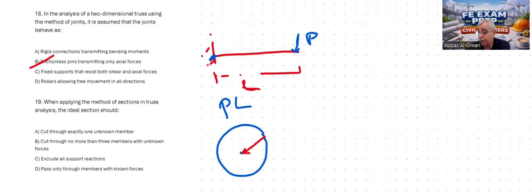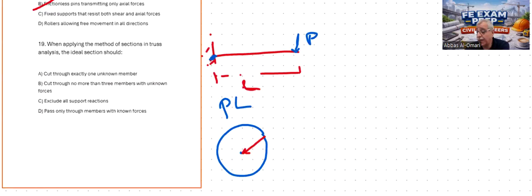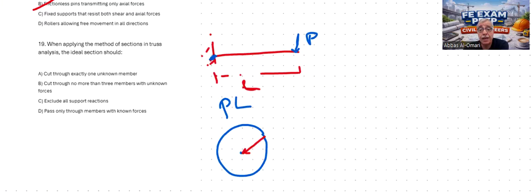The next question, when applying the method of sections in truss analysis, the ideal section should. So in truss analysis, when applying the method of sections, the ideal cross section should cut exactly one unknown member, cut through no more than 3 members, exclude all support sections, pass only through members with known forces. So the ideal section should cut through a maximum of 3 unknown members, because we have only 3 equations. So the correct answer is B.